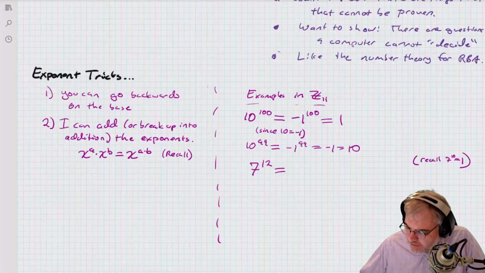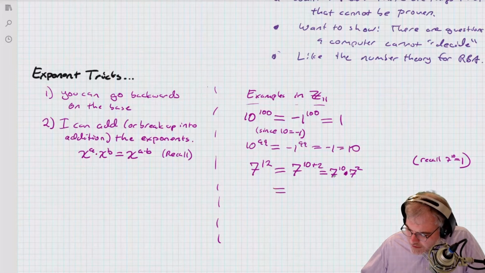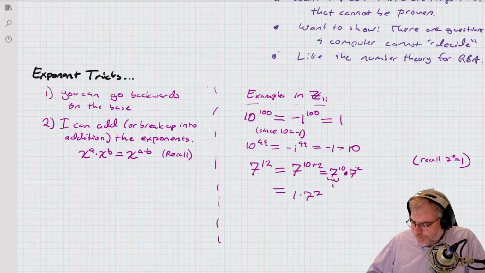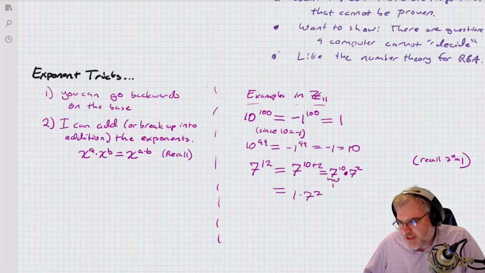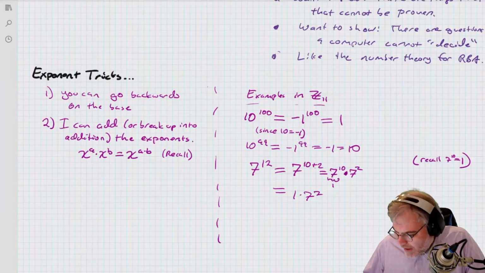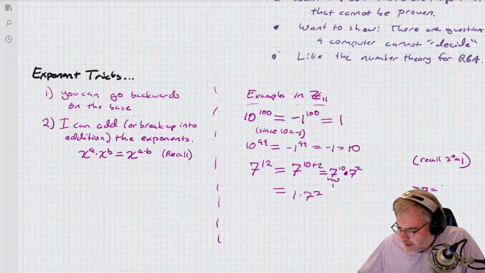If 7 to the 10 equals 1, then 7 to the 12 equals 7 to the 10 plus 2, which equals 7 to the 10 times 7 to the 2. And I know that 7 to the 10 is 1. So I've got 1 times 7 to the 2. And now I have to figure out what 7 times 7 is. That's going to be annoying in mod 11, but I can do it.